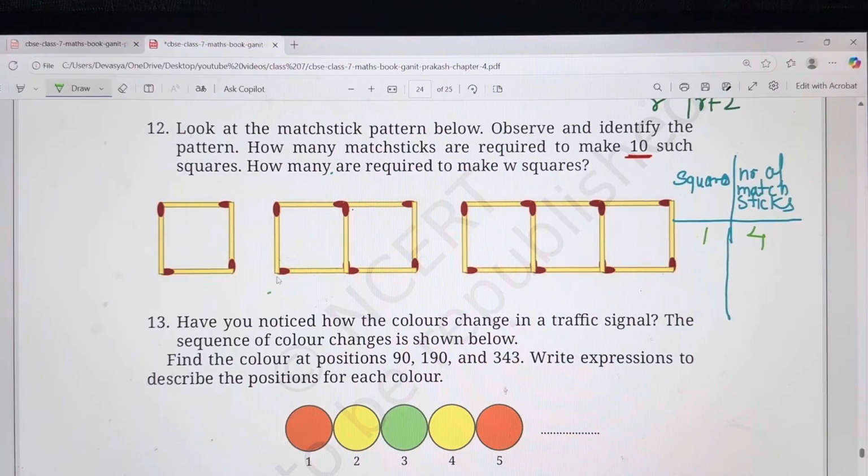Now for 2: 1, 2, 3, 4, 5, 6, 7. So 4 plus 3, you can see. This 4 and plus 3. So total 7. Here 4 are needed. Third one, if you see, these are 4, then 3, 3. So 4 plus 3 plus 3, that is 10 matchsticks are needed.